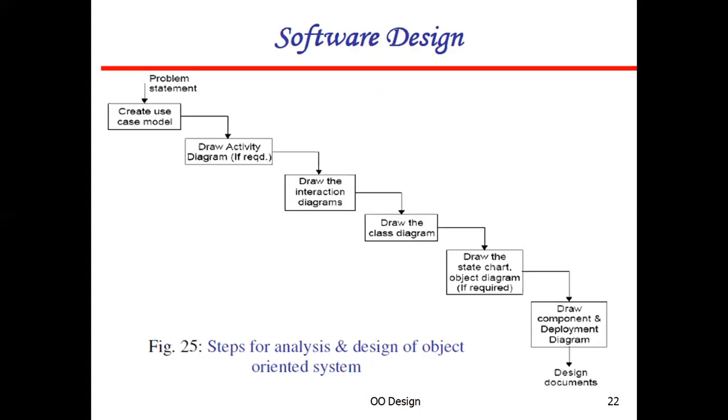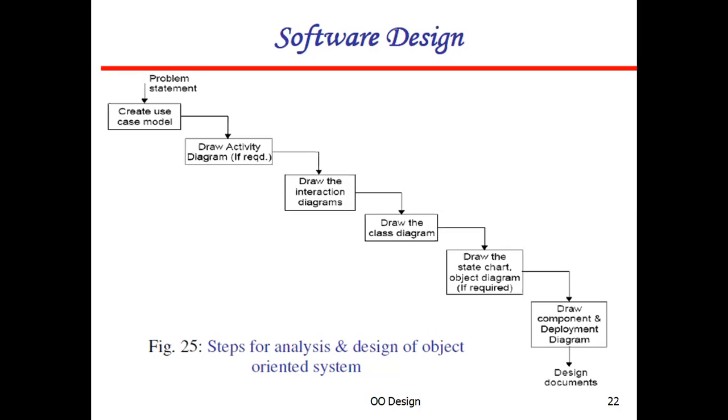The first activity of object-oriented analysis is to create a use case model, which we discussed in the first module. The second thing is we need to draw the activity diagram if required. If the developer is not able to understand, or the customer is not able to understand what we need to implement, at that moment we need to draw the activity diagram. Activity diagram is similar to a flow chart.